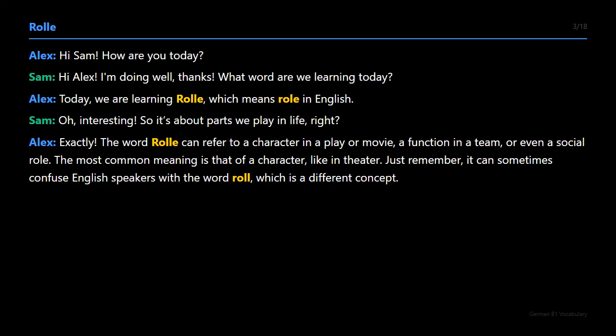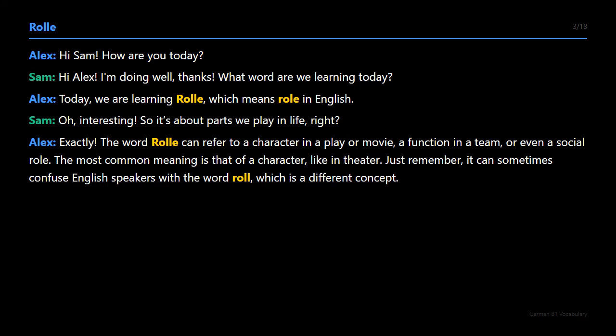What word are we learning today? Today, we are learning Rolle, which means role in English. Oh, interesting. So it's about parts we play in life, right?